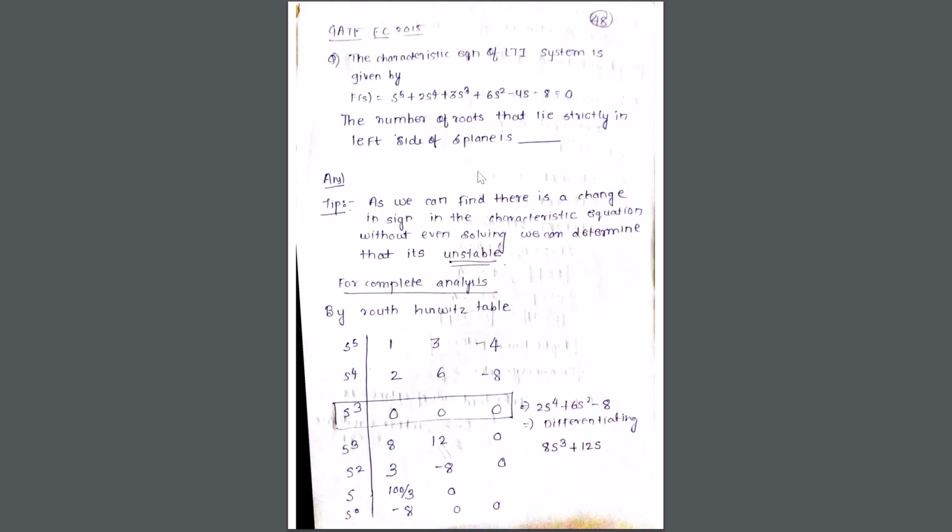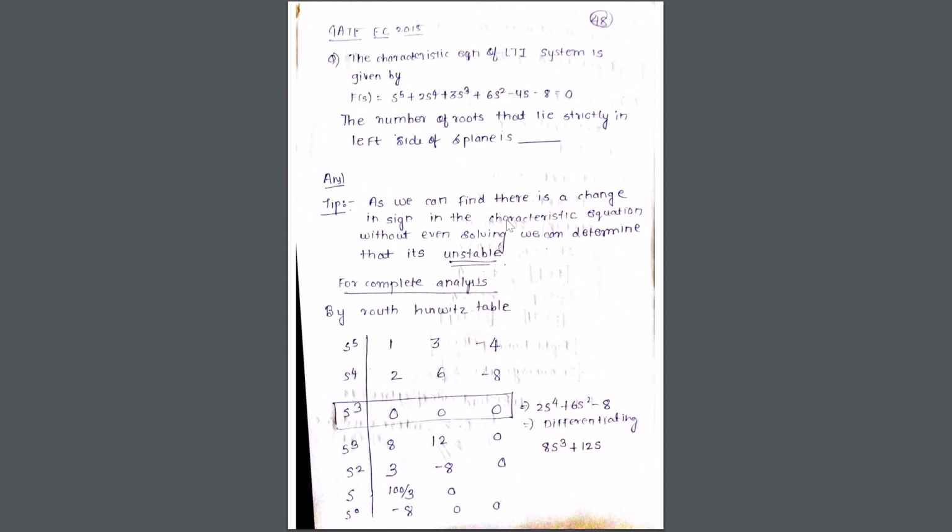So this is a very famous question in competitive exams. Let us try to understand how to solve this particular question. If I look at the equation, you will see there is a change in sign in the equation itself. It's plus, plus, plus, then minus. So seeing the equation only, we can say that the system is unstable. I hope I'm very clear with this.